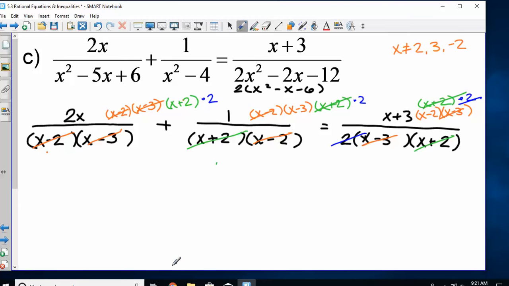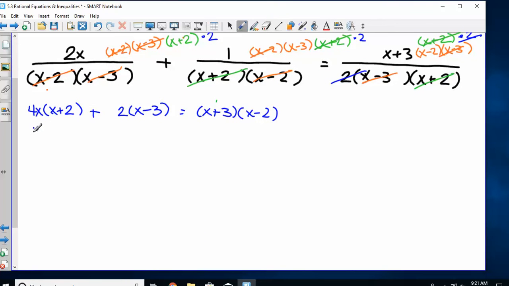Okay, so neatness is kind of important here. We've got a lot of stuff. The first one, 2x times 2 would be a 4x times my x plus 2 still. Next we have 1 times 2 would be 2 times my x minus 3. The last one we have the x plus 3 times the x minus 2. So multiply all of this out.